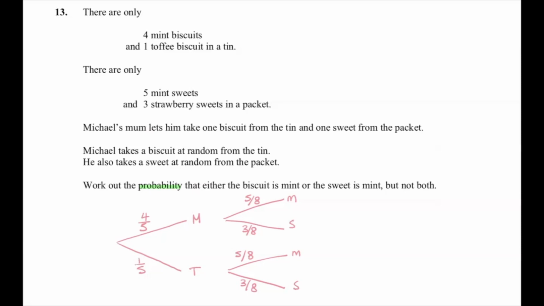So this is the biscuit being mint, and that's making sure it's not both. And then you've got your toffee biscuit and your mint sweet. So those are our 2 pathways. We're going to collect up the fractions from both those pathways. This gives 12 over 40 and 5 over 40. Now, when you've got 2 results, you just add those together. So 12 plus 5 is 17, and you've got 17 over 40 as your final answer.